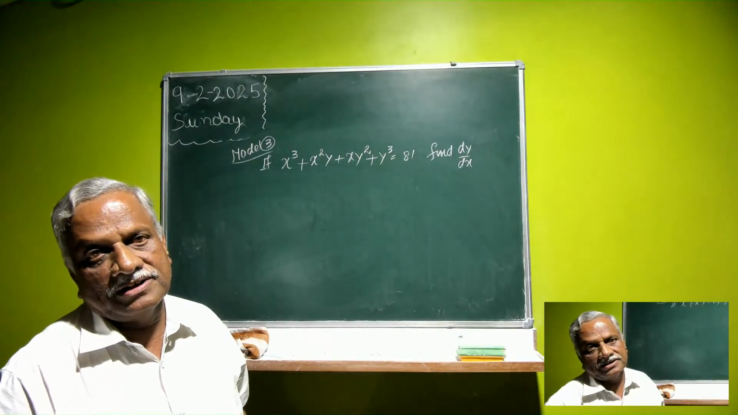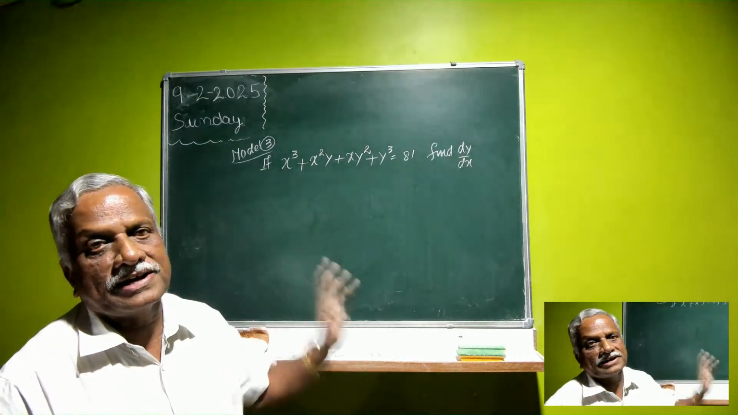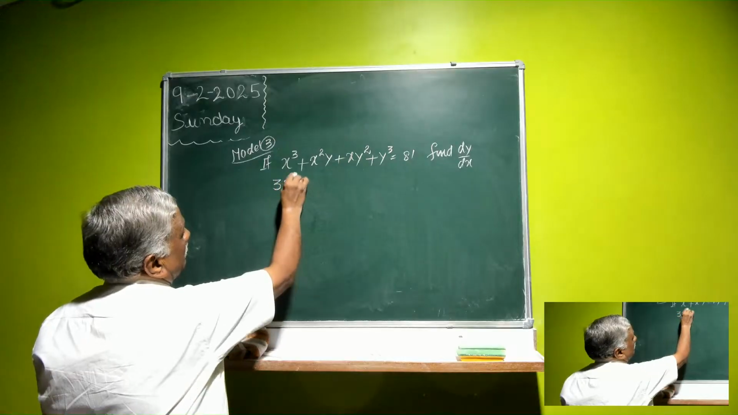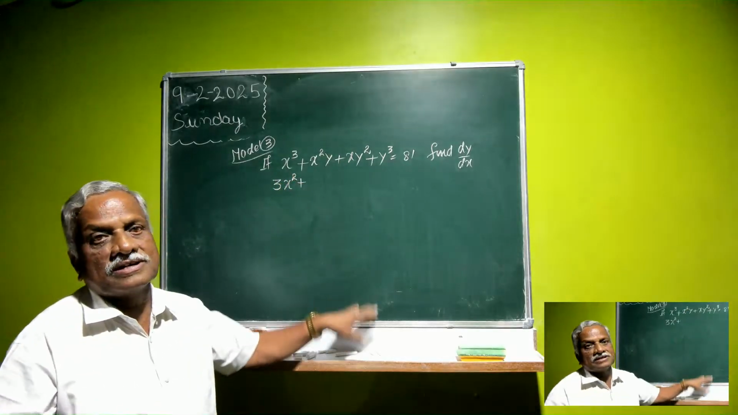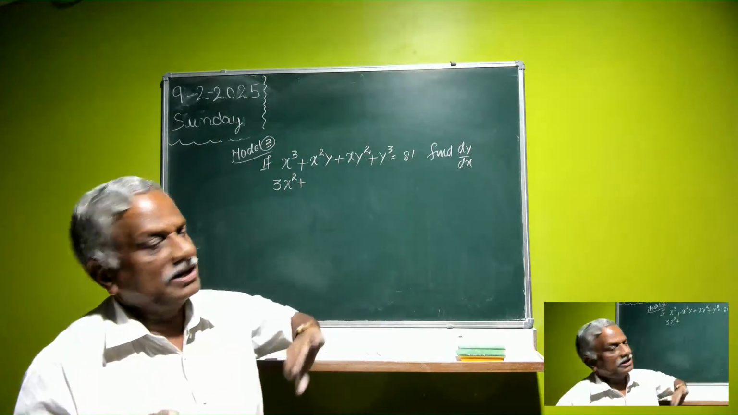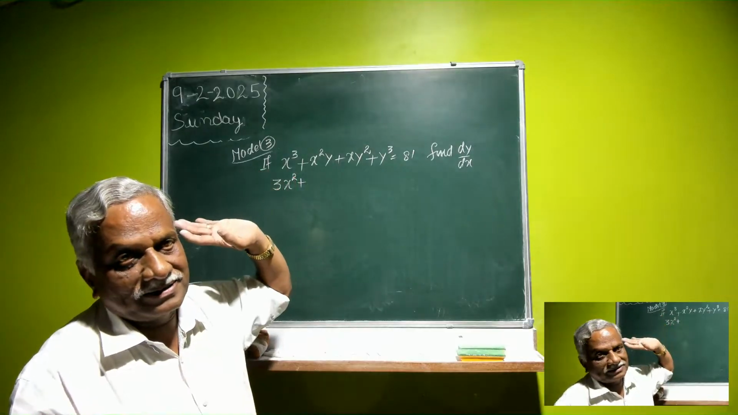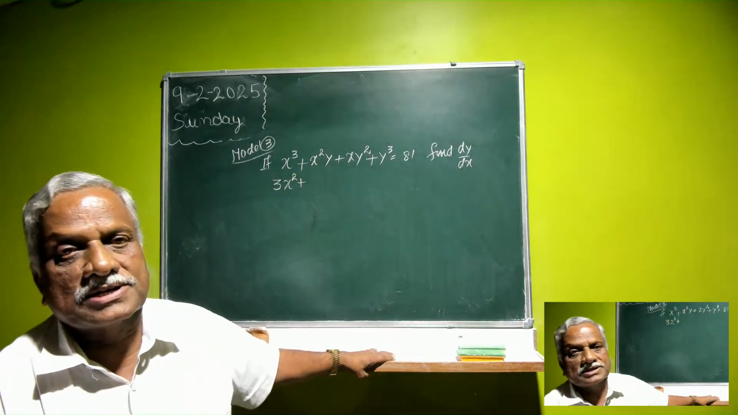How to differentiate? You have to go term by term. First, let us differentiate x cube. It is 3x square. When you are differentiating, concentrate on the term that you are differentiating. Don't worry about the next term. I was concentrating on x cube. I got 3x square. My job is done. Now I will have to concentrate on the second term. What is x square y?